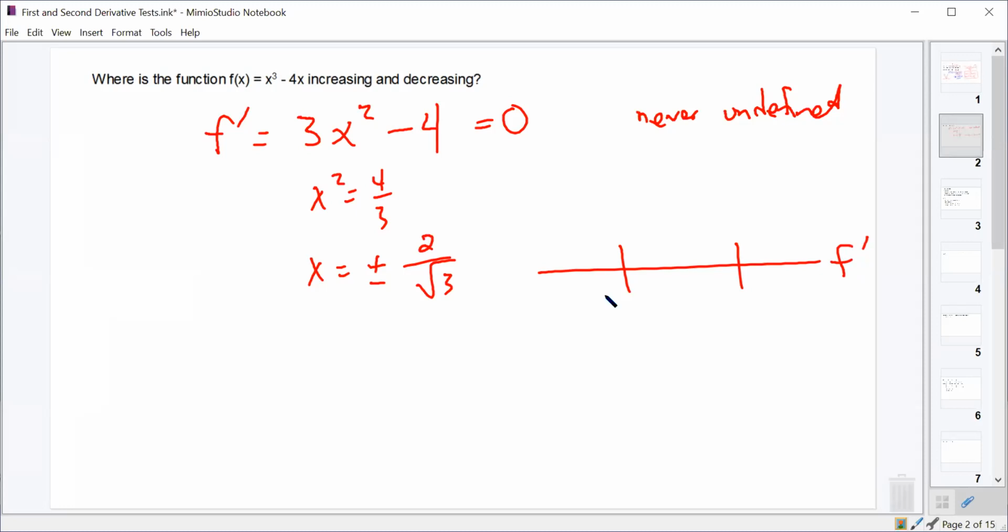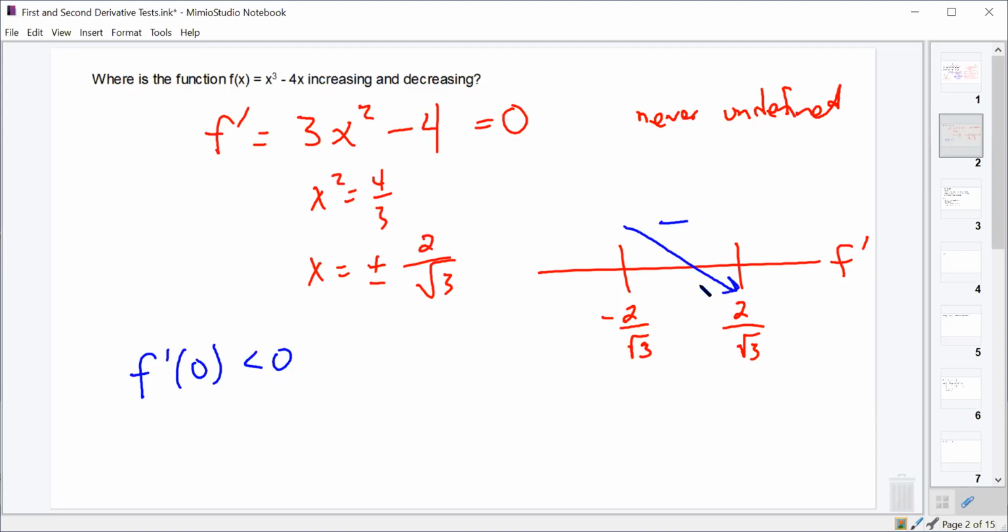All right. So what about our sign chart here? We're going to put on a negative 2 over root 3, and a positive 2 over root 3. And now we just need to plug in some values into our derivative of 3x squared minus 4 that are on each of these different intervals. So let's figure out what is f prime of 0. F prime of 0 is positive or negative? Negative, right? It's less than 0. It's negative 4.